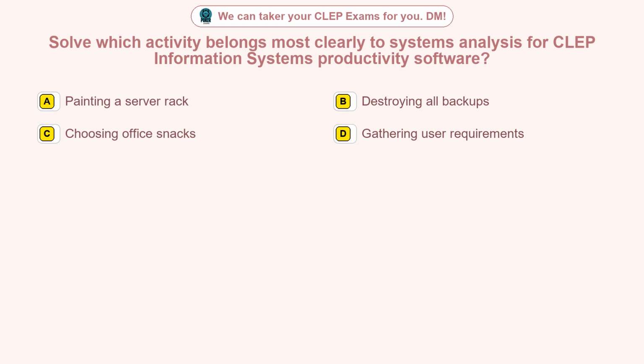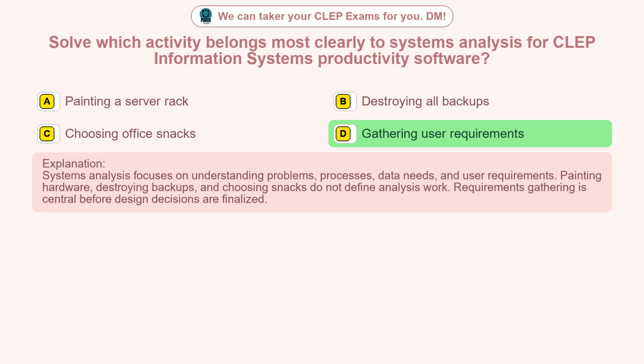Option A. Painting a server rack. Option B. Destroying all backups. Option C. Choosing office snacks. Option D. Gathering user requirements. The correct answer is Option D. Gathering user requirements. Systems analysis focuses on understanding problems, processes, data needs, and user requirements.